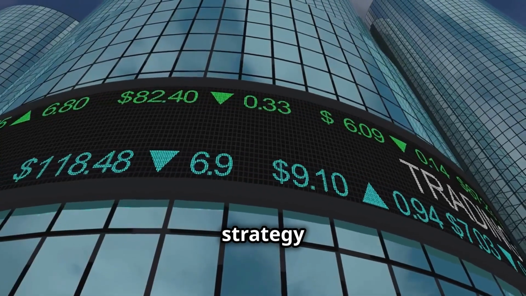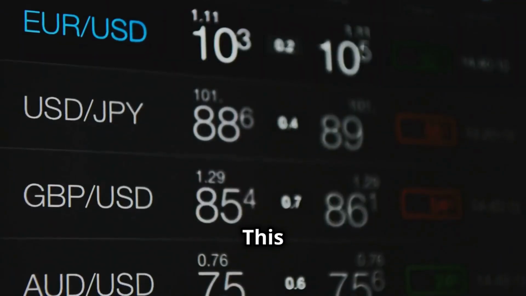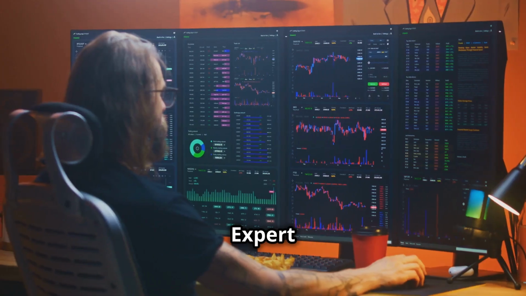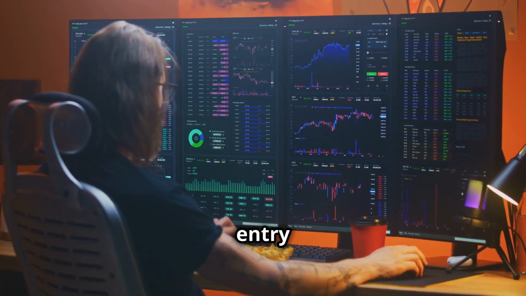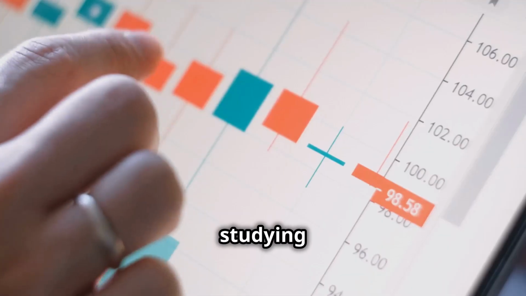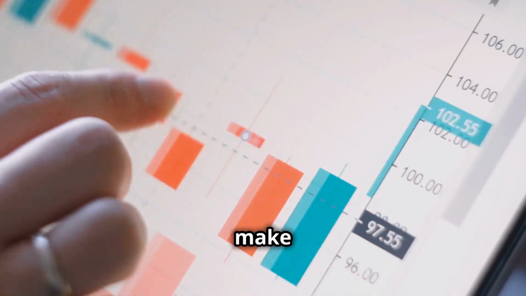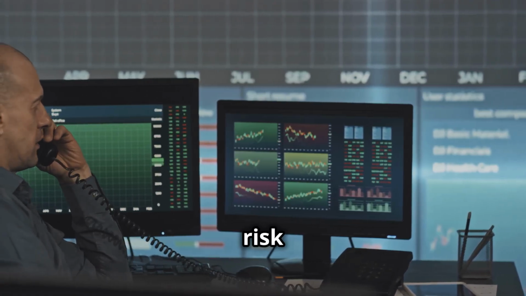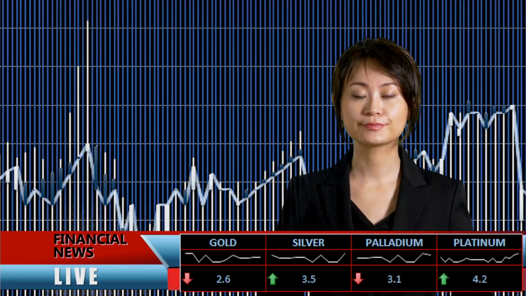Another advanced strategy involves using forward contracts to lock in exchange rates. This helps mitigate the risk of adverse currency fluctuations. Expert traders also utilize technical analysis to identify optimal entry and exit points. By studying chart patterns and indicators, they can anticipate market movements and make more informed trading decisions. Diversification is a key risk management strategy that can help protect against large losses.